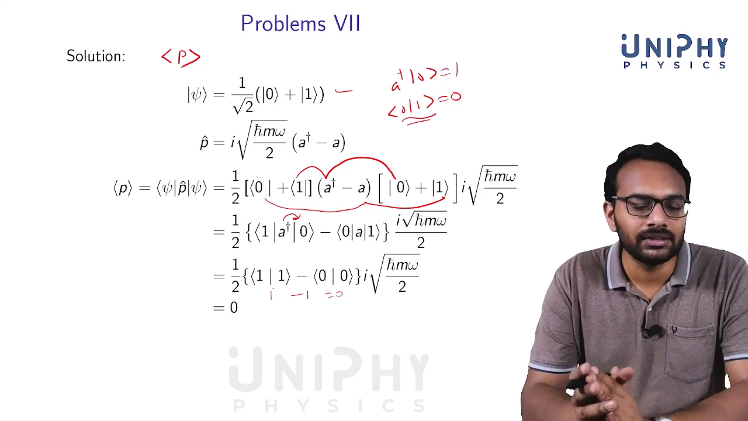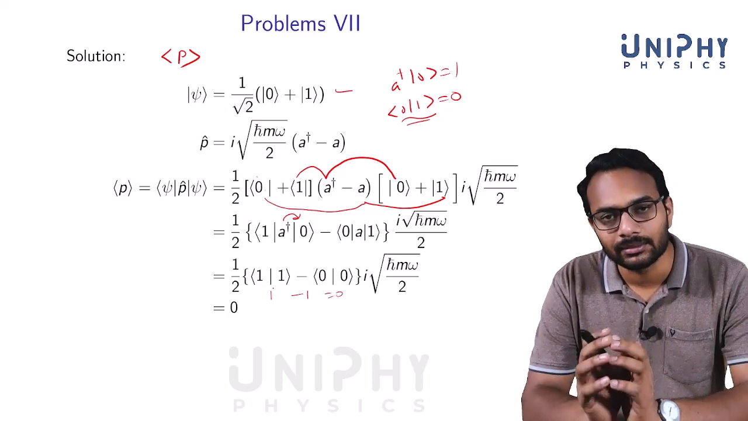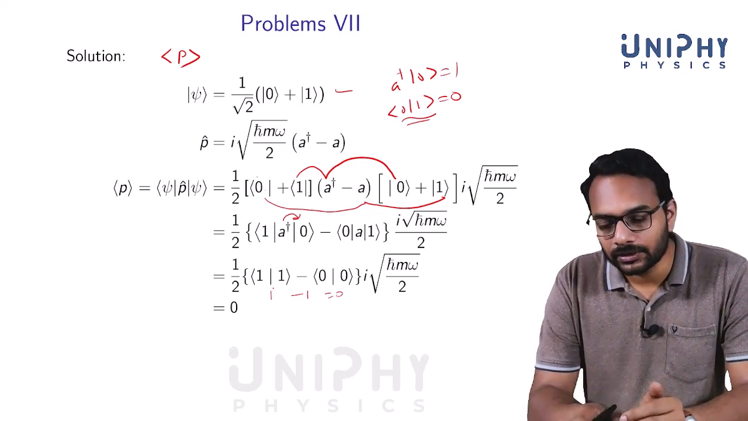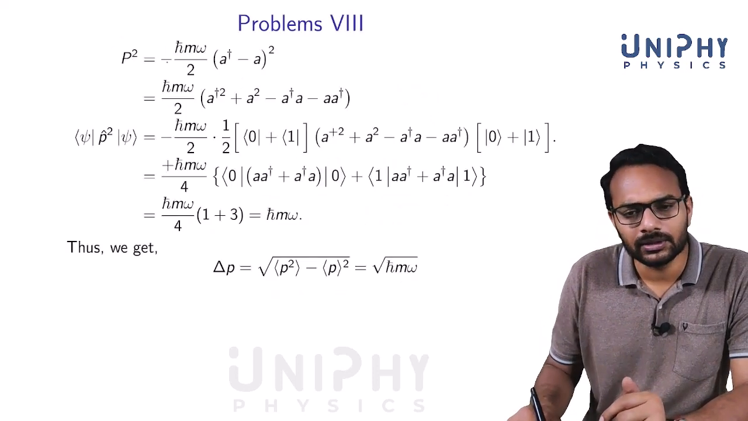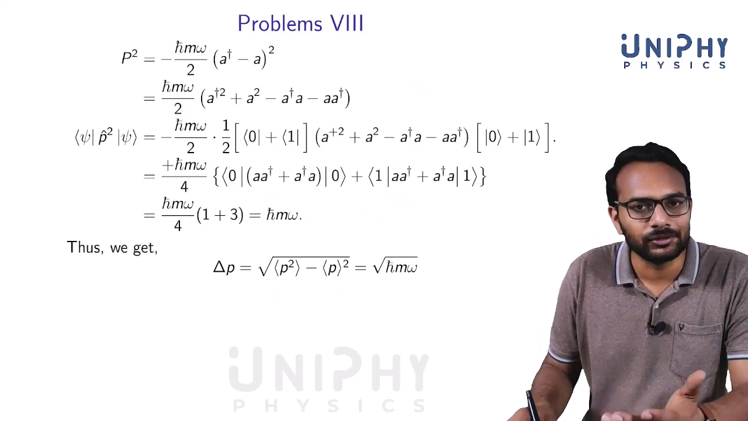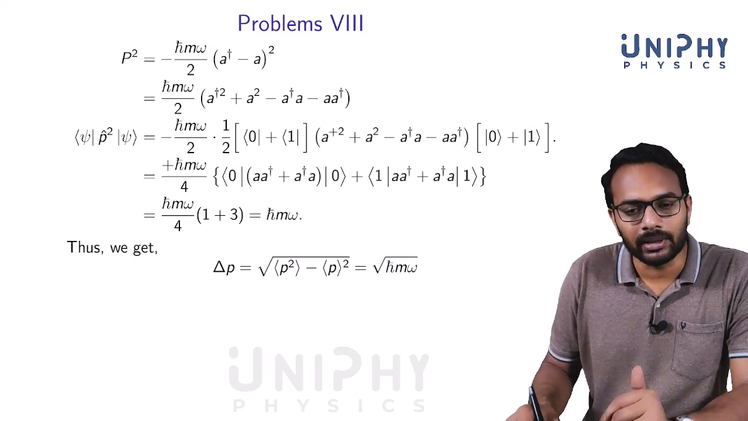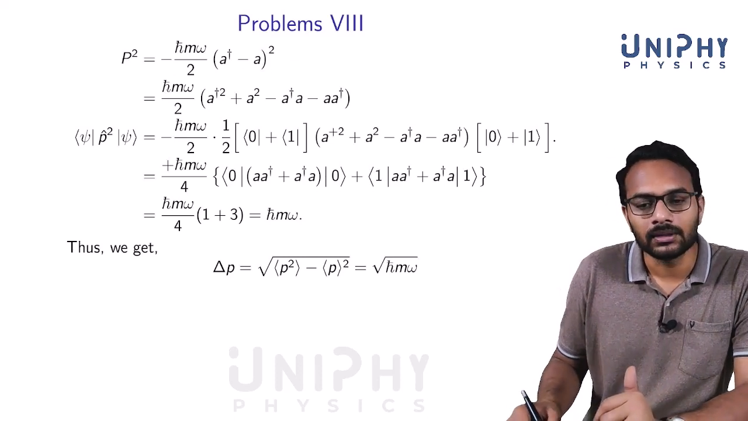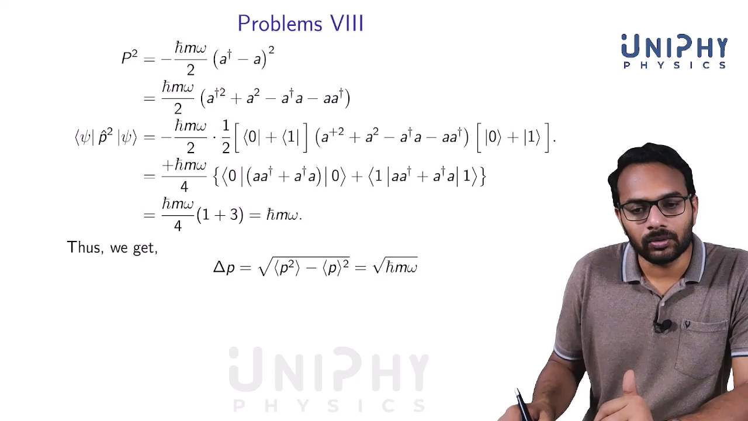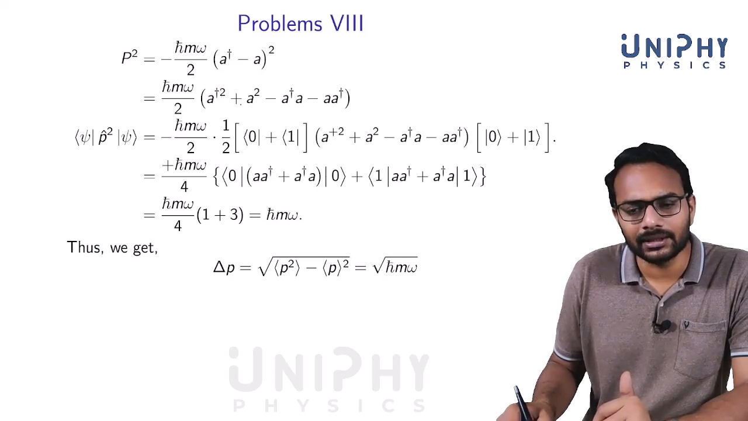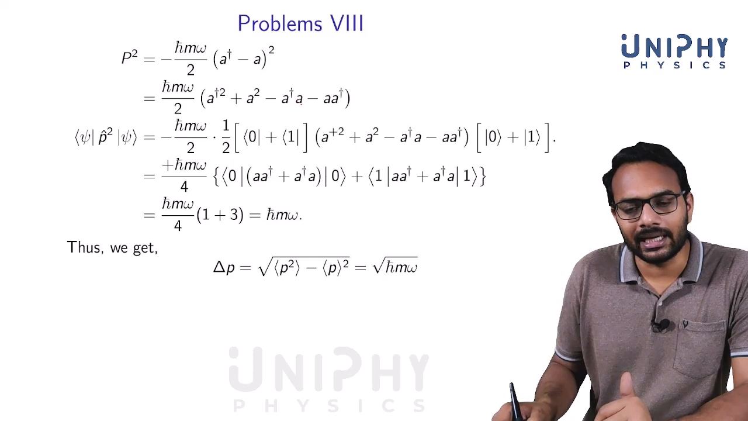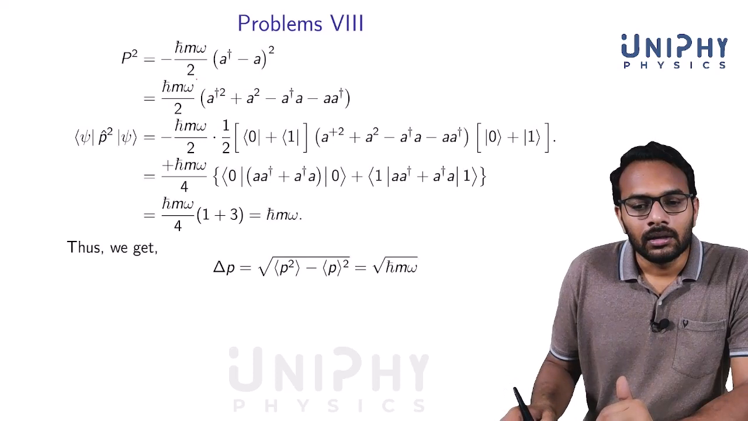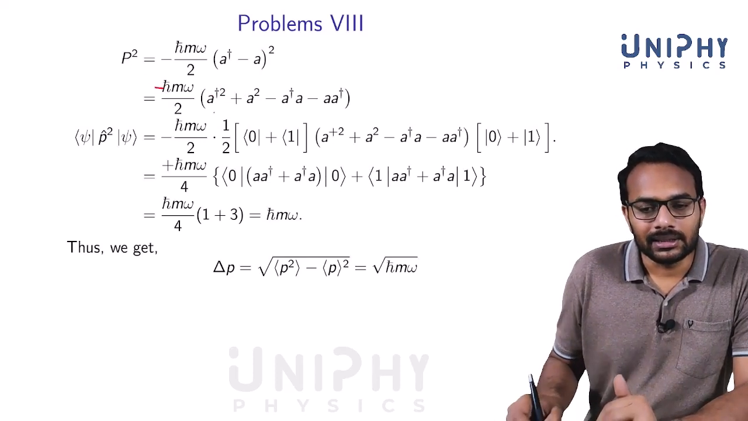So the expectation value of p in the given state is 0. Now we need to find the expectation value for p squared. That's what we do next. p squared is minus ħmω by 2 times (a† minus a) whole squared, because i squared gives you minus 1. Now we square it. It's a†² plus a² minus a†a minus a a†. Okay, that's p squared. I think I missed a minus sign here. There was a minus sign, so that minus sign will get here.